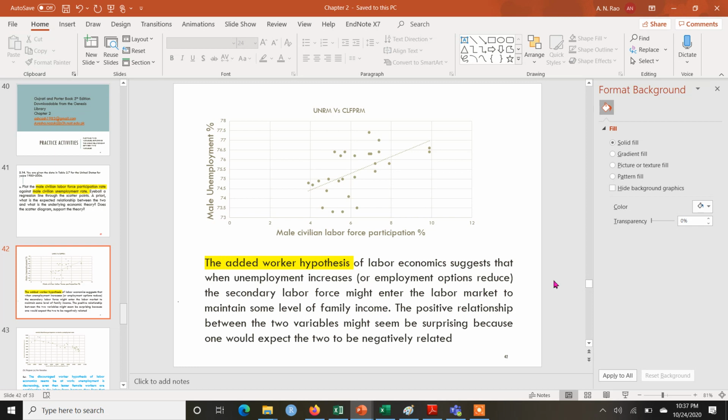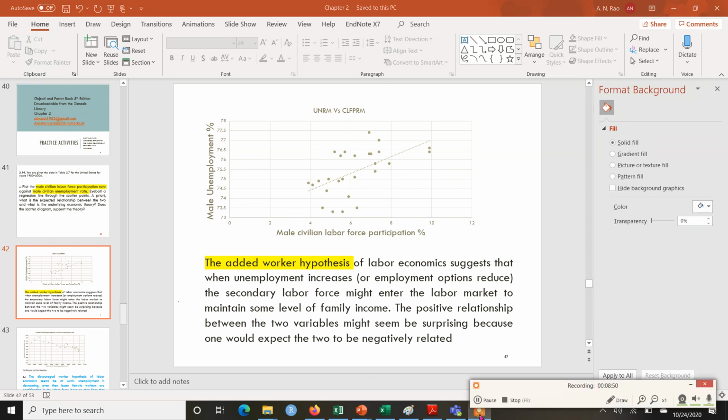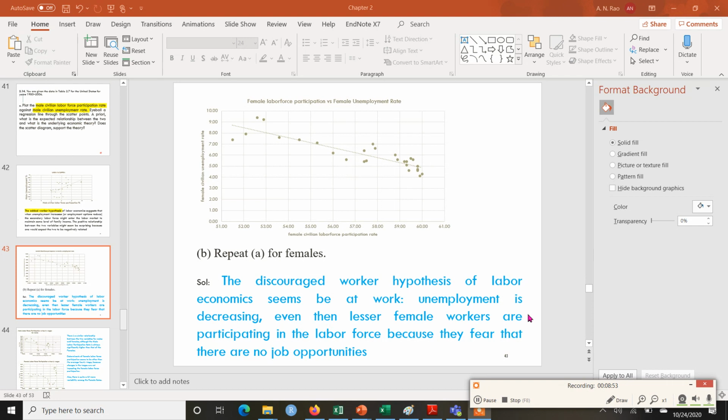And those of you who know about labor economics know that a person who is looking for a job or is in search of a job is counted in the labor force. So the added worker hypothesis suggests that when unemployment increases, the secondary labor force might enter the labor market to maintain some level of family income. So by respecting the added worker hypothesis, it seems that this hypothesis is being portrayed by this scatter plot, and there is a positive relationship between these two random variables.